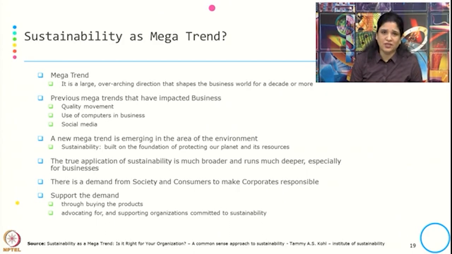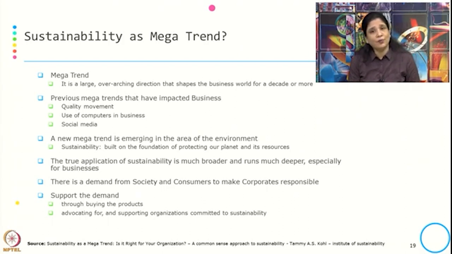And why is it for businesses? Because they are the ones who use the resources to build things, and they are also the ones who find solutions to reduce the impact on resources. Also, there is a demand from society and consumers to make the corporate responsible. You will find in the last class we also discussed how the role of civil society has become more prominent.